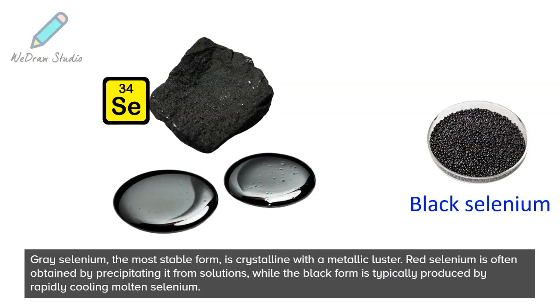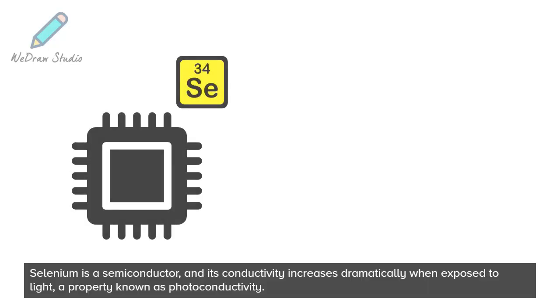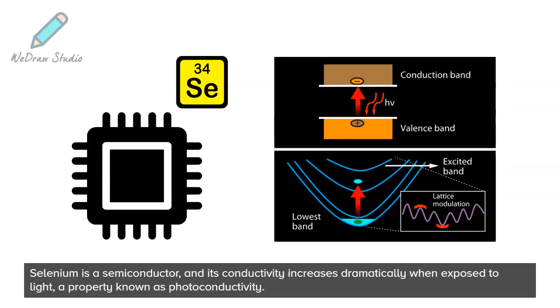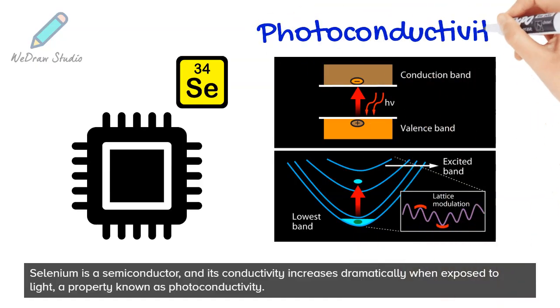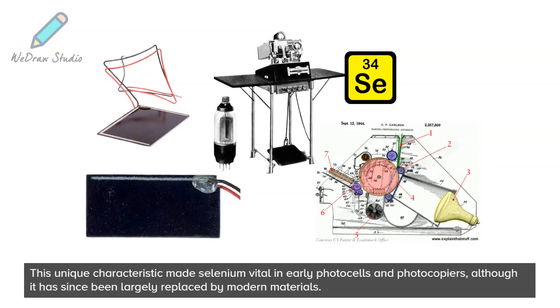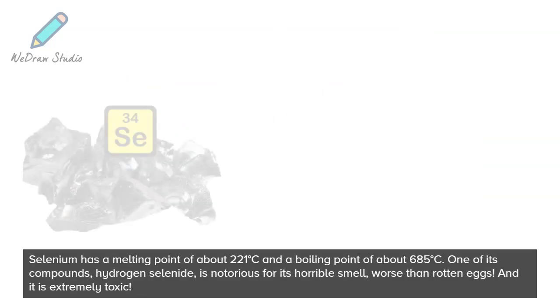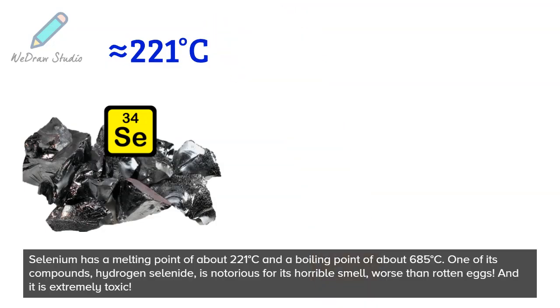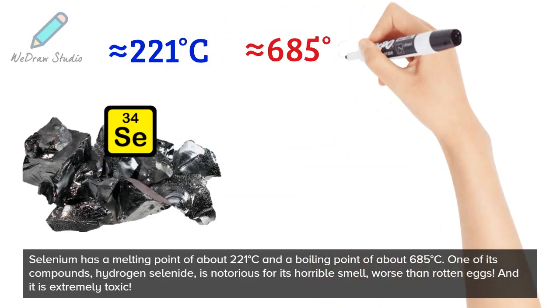molten selenium. Selenium is a semiconductor, and its conductivity increases dramatically when exposed to light, a property known as photoconductivity. This unique characteristic made selenium vital in early photocells and photocopiers, although it has since been largely replaced by modern materials. Selenium has a melting point of about 221 degrees Celsius and a boiling point of about 685 degrees Celsius.